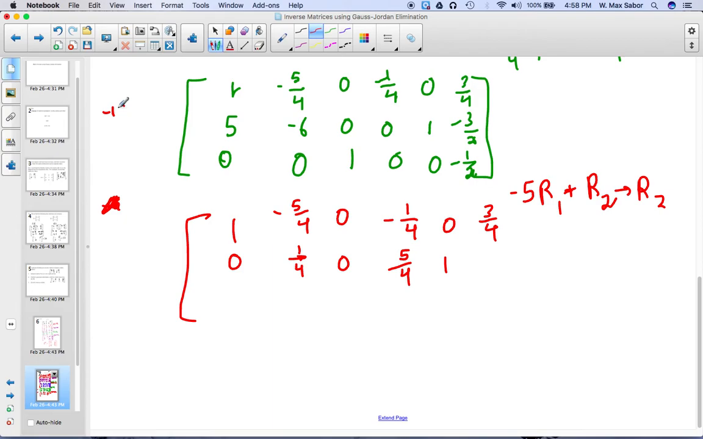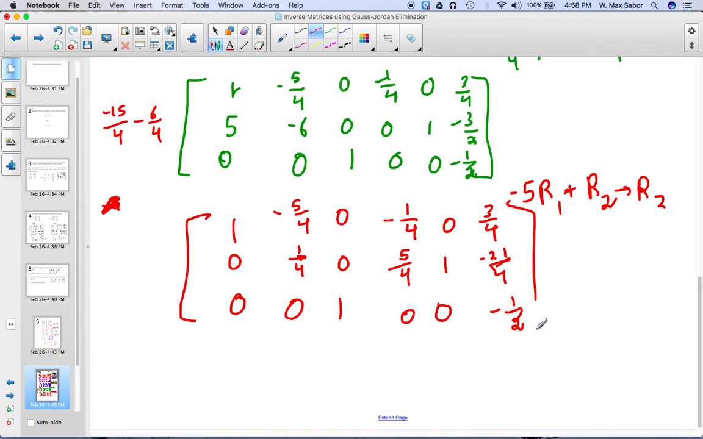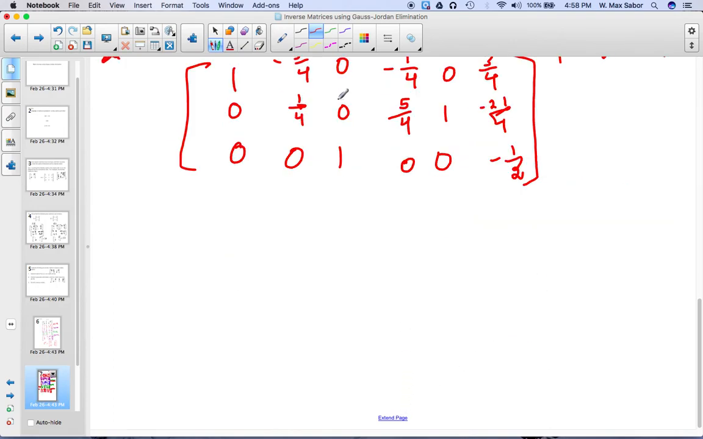I'm going to need to write that down. Negative 15/4. Fourths, and then I'm subtracting 3/2, which is 6/4. So negative 21/4. 0, 0, 1, 0, 0, negative 1/2. I'm getting close.